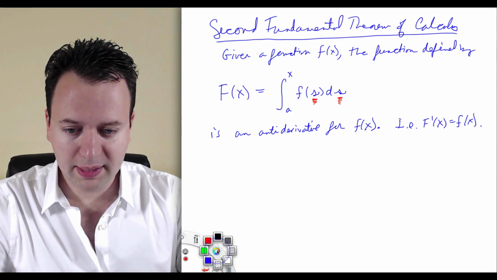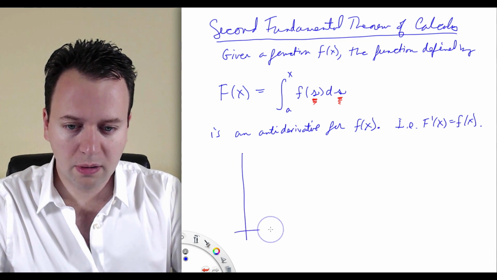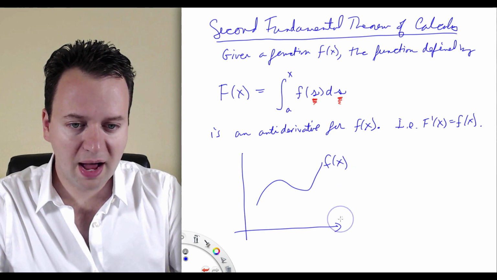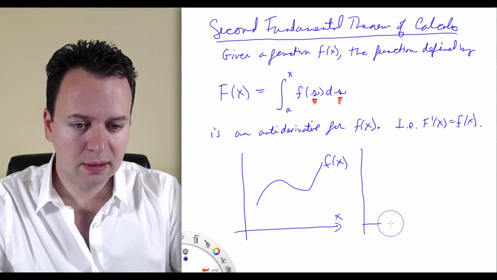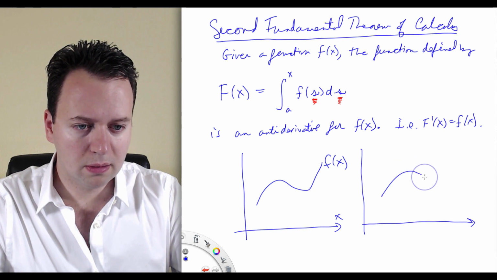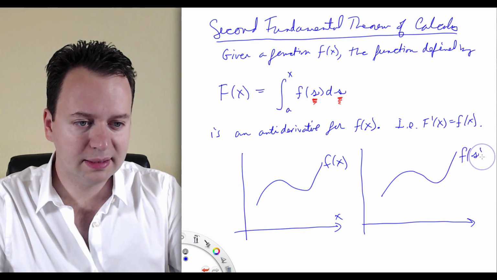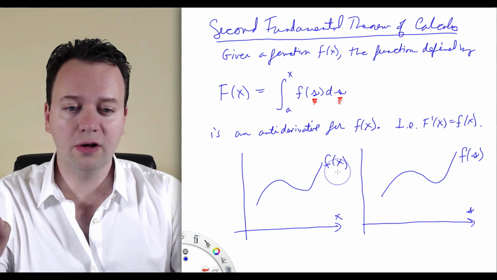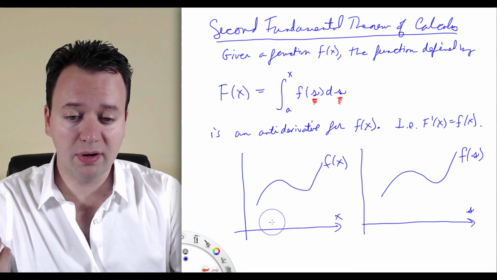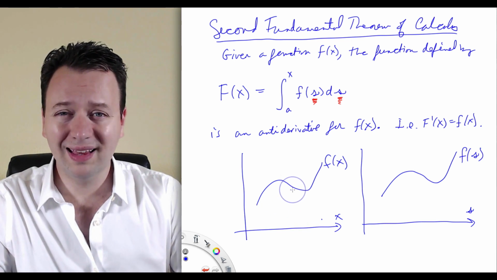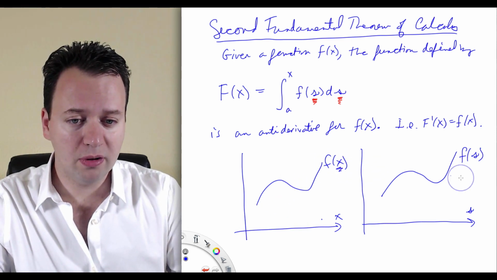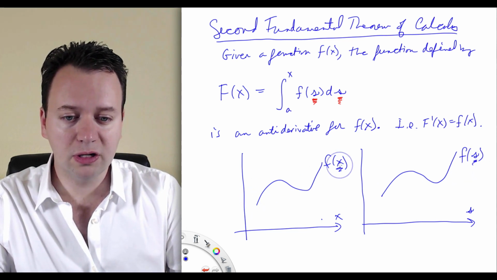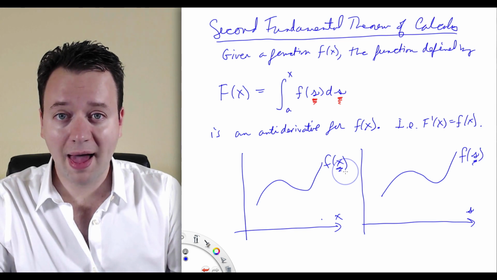So, for example, if I have the function f of s or f of x, and I graph it versus x, and then over here I have f of s graphed against s, it's the same graph. When you define a function, you define a rule that associates with every input a unique output. It doesn't matter what you call the input variable, whether you call it x or s or anything else. The function is going to be the same function. It's just a matter of what you call it.